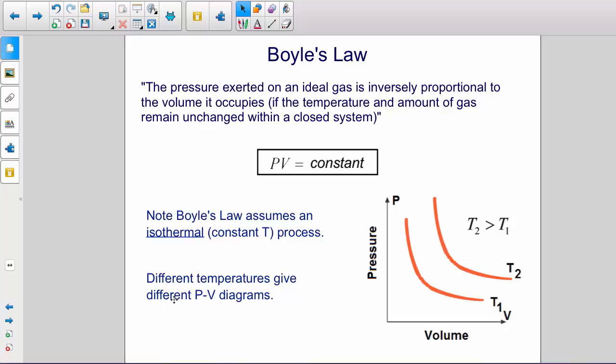So different temperatures are going to give different pressure-volume diagrams. So the constant that we're dealing with is going to be dependent on temperature.